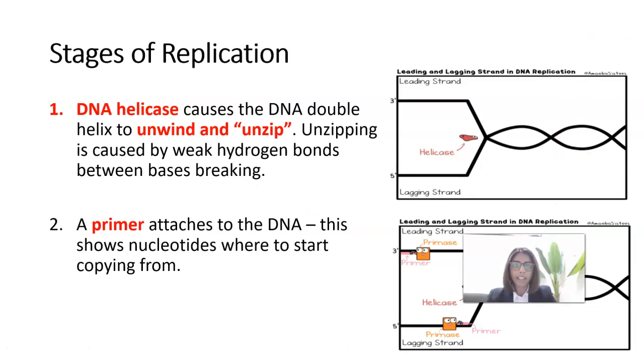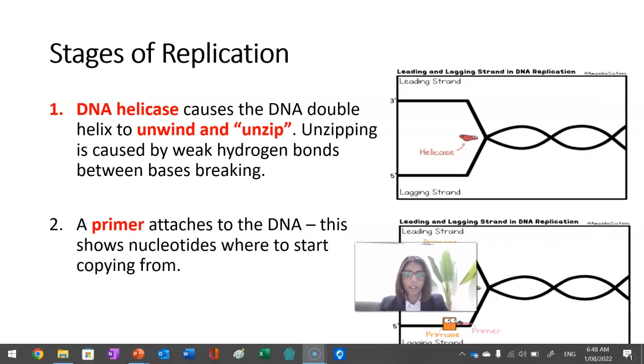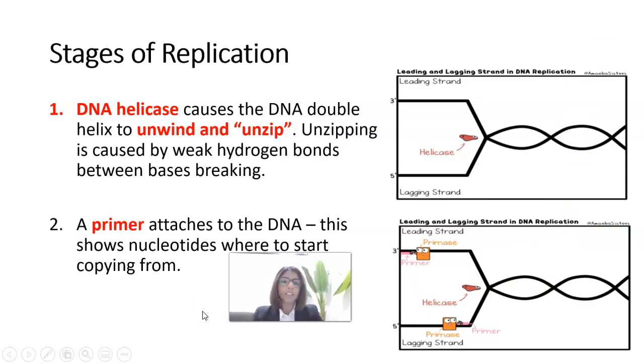So we're going to look at each of these cartoon images in turn and describe what's happening. So the first stage we could see here was DNA helicase caused that DNA double helix to unwind. So it's no longer twisted, it's parallel. And then we have unzipping. Now, unzipping is when those weak hydrogen bonds between the nucleotide bases start to break.